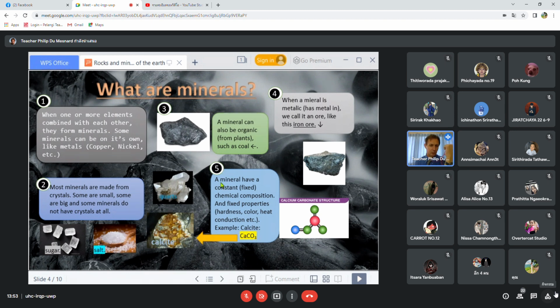So each mineral has a fixed or constant chemical composition, which means that it always has the same chemical atoms in the mineral. Like the example here of the minerals in calcite, we have calcium carbonate. It has one calcium, 1, 2, 3 oxygen, and 1 carbon. So this is calcium carbonate, which is inside this rock and this mineral.